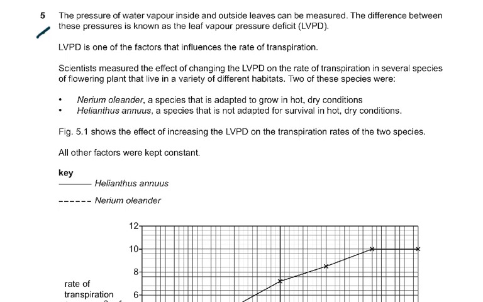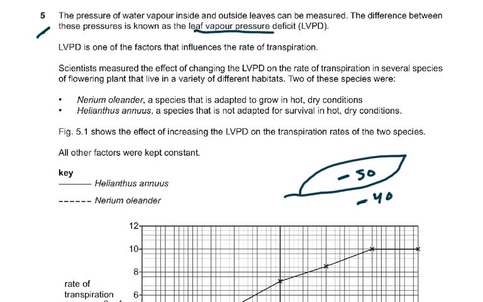Question number 5. The pressure of water vapor inside and outside leaves can be measured. So this is a leaf, and inside it we can measure how much is the pressure inside and how much is the pressure outside. Say the pressure inside was 50 and the pressure outside was 40. So the difference between these pressures is known as the leaf vapor pressure deficit, LVPD. So the difference here would be 10.